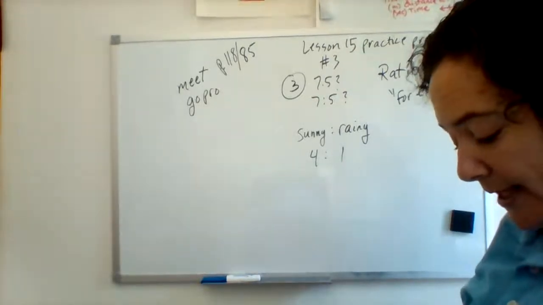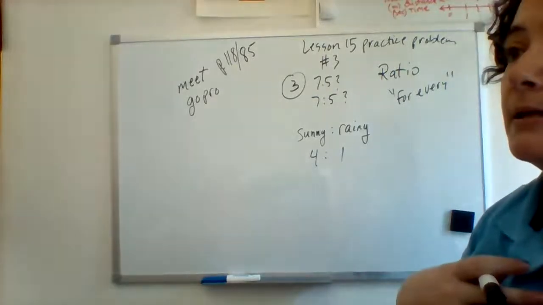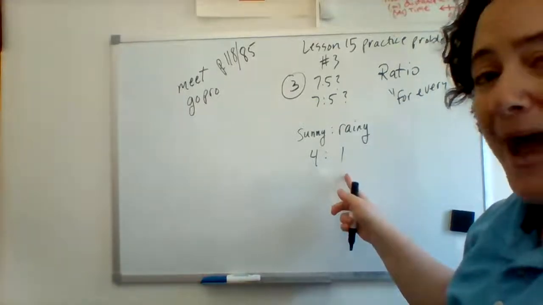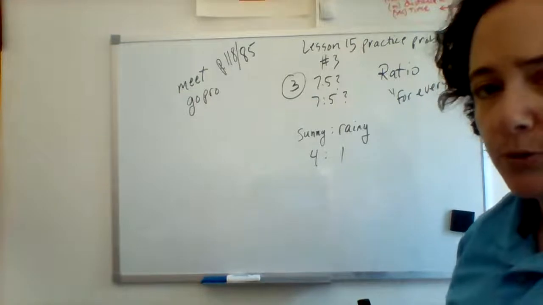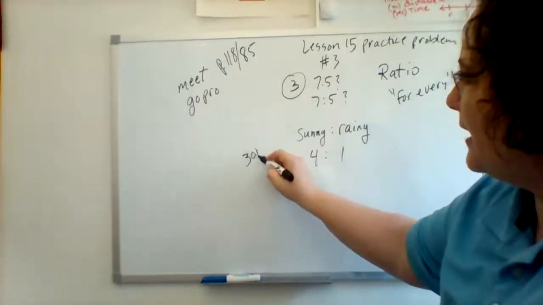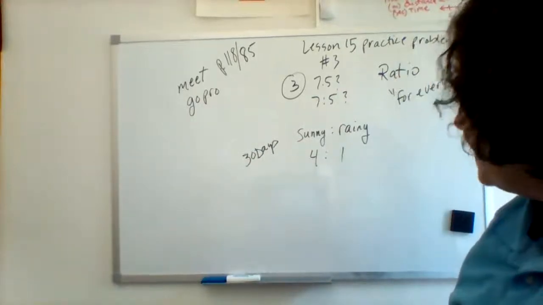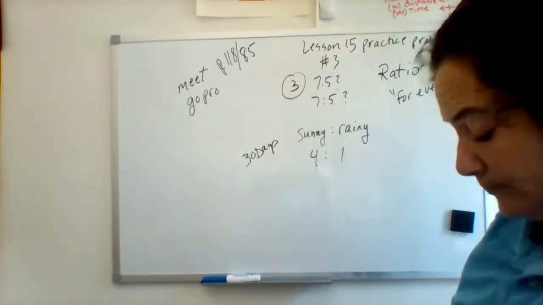If there were 30 days in the month, now 30 days in the month is like batches for recipes. If this was for 1 batch, how many would we need for 30? And you know what we would do for that. So let's say that there's 30 days in a month. How many days were rainy? Be careful.